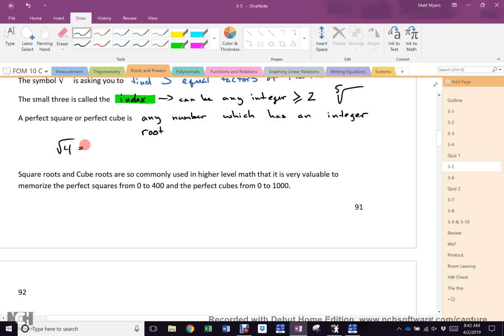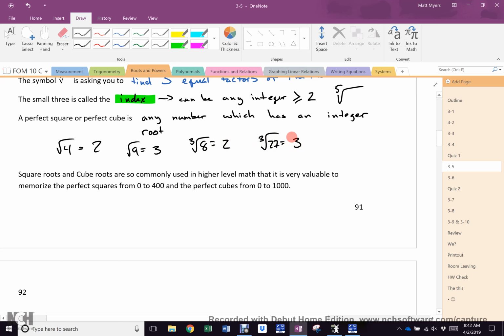So what do I mean by that? Square root of 4 is what? 2. 2 is an integer, so 4 is a perfect square. Everybody cool? Square root of 9 is what? 3. 3 is an integer, so it's a perfect square. Everybody good? Cube root of 8 is what? 2. It's an integer, perfect cube. Cube root of 27 is 3. 3 times 3 times 3, right? It's an integer, so that's a perfect cube. Is everybody cool with that?